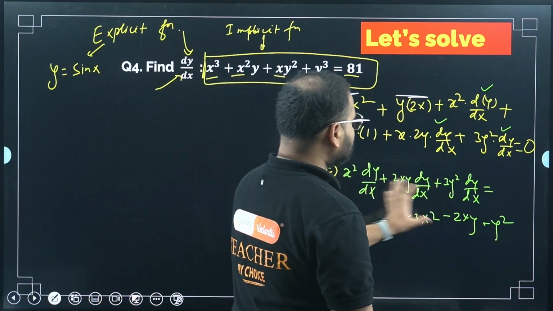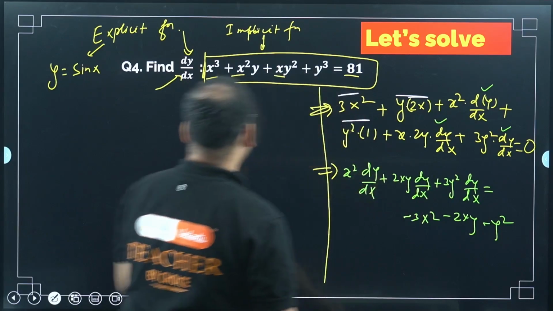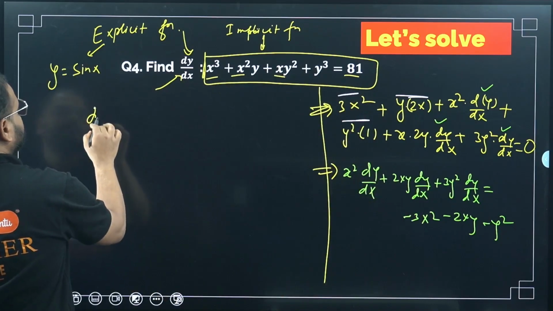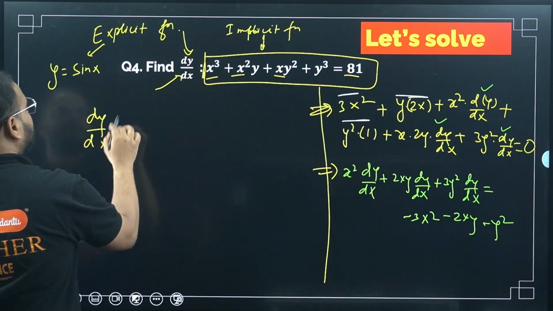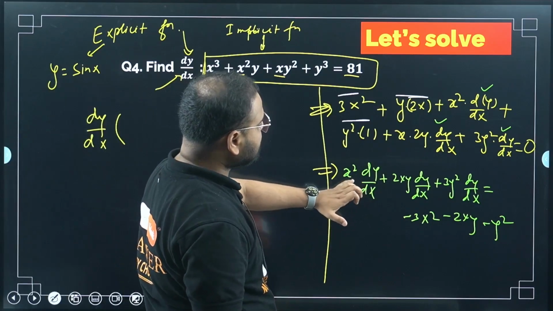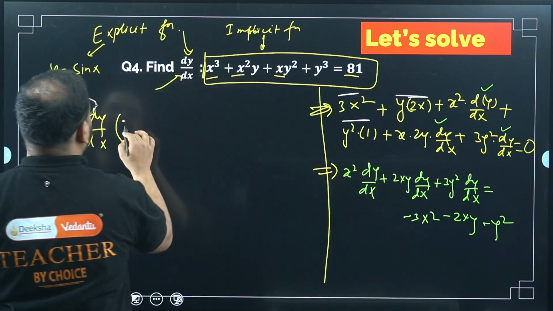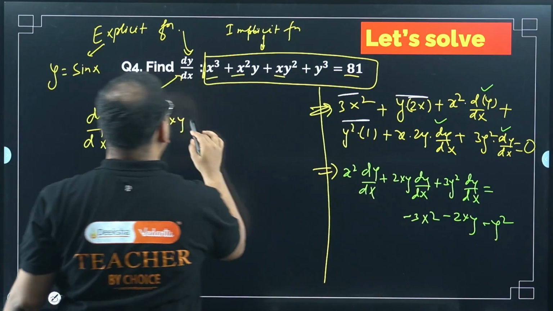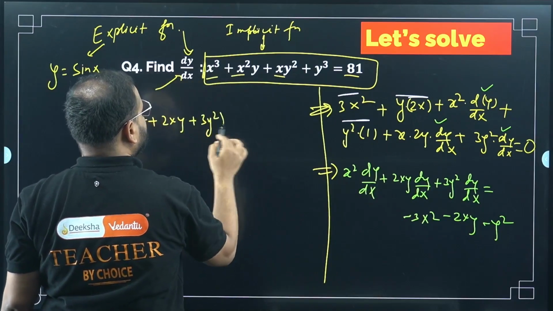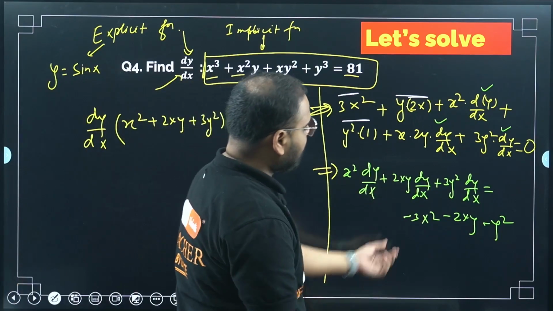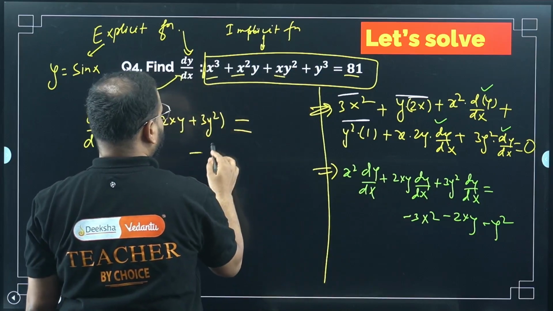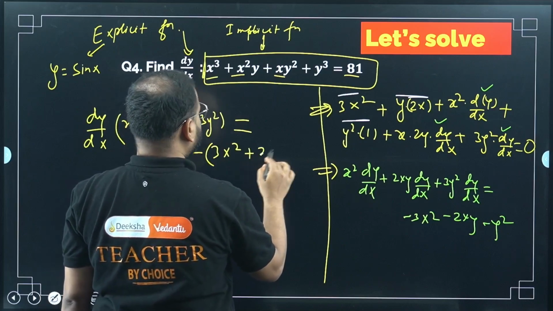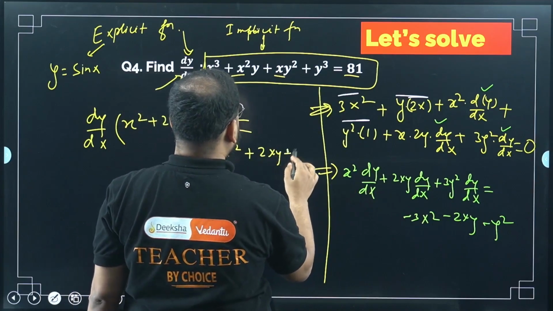Now I'll take minus sign common here, and dy by dx common here. For the LHS, I'm taking dy by dx common. Please check. If I do that, I get x square plus 2xy plus 3y square. This is my LHS side. What about RHS side? I take minus sign common. How much is that? 3x square plus 2xy plus y square.